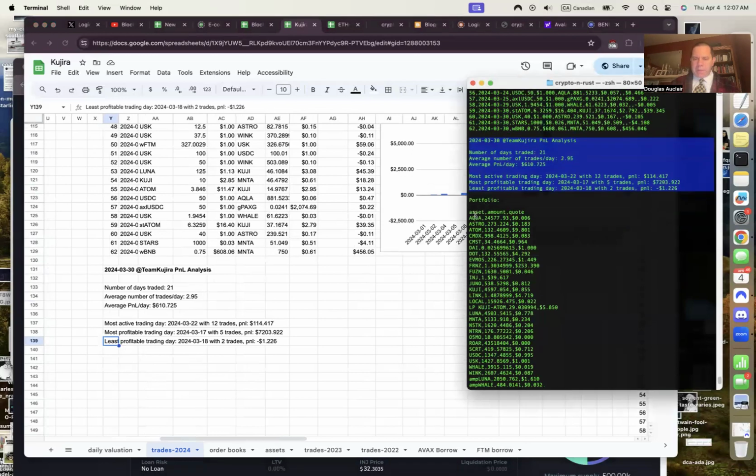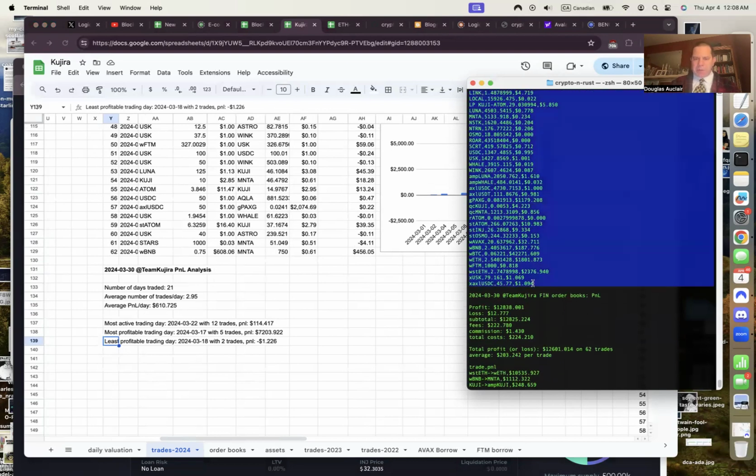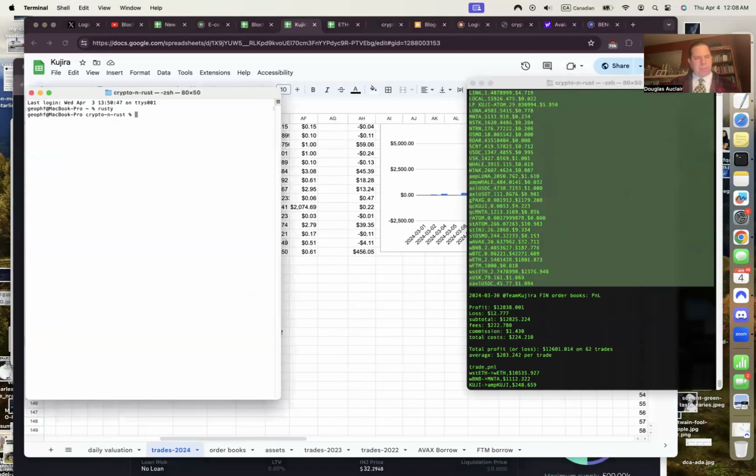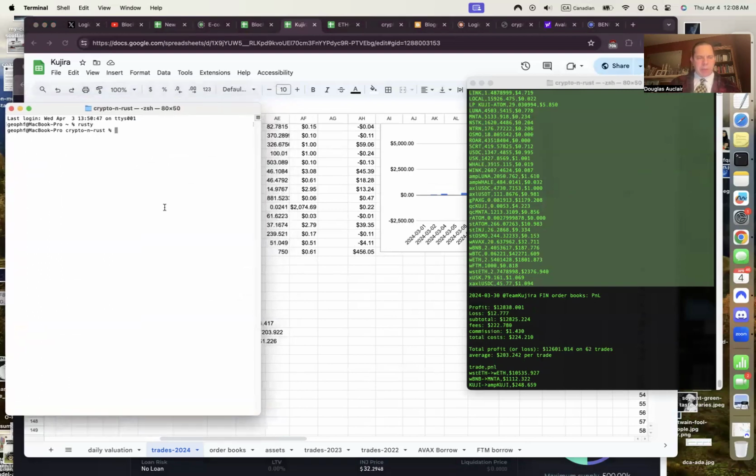Now this updates my average cost basis of all my assets. So I capture this information here and I move it into my assets.